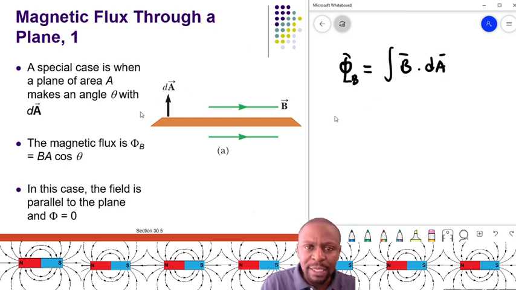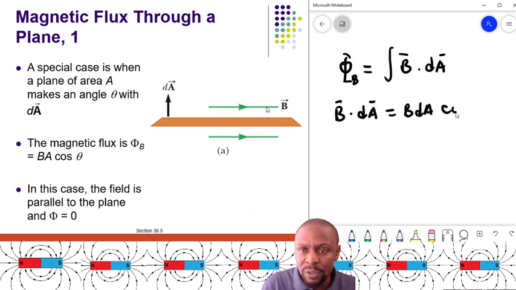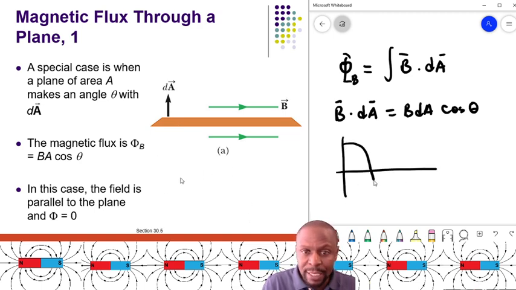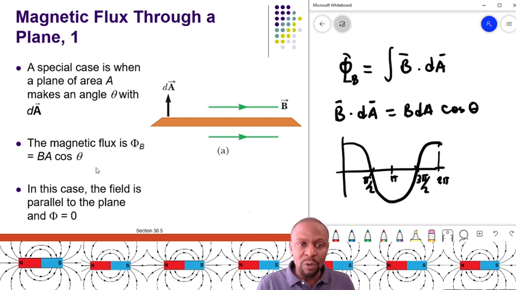That B dot dA is so important because it is nothing else but the magnitude of B, the magnitude of A, and then the cosine of the angle between them. Remember that this vector dA is the vector perpendicular to the surface. From there, you will just have to use the cosine graph to get things correct. This is 2 pi, this is pi, and this is pi half or 90 degrees, and this is 270 or 3 pi halves. This is what you are going to be using. The magnetic flux is given by that.